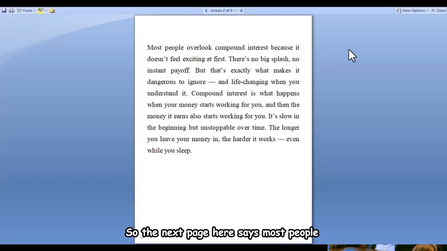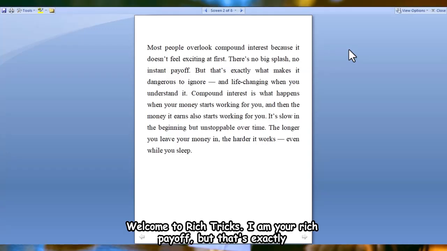So the next page here says most people overlook compound interest because it doesn't really feel exciting at first. There is no big splash, no instant payoff, but that's exactly what makes it rich tricks.